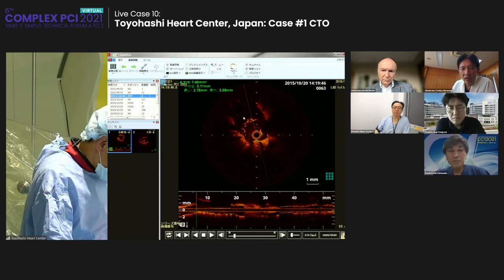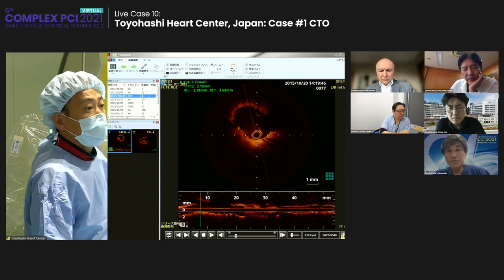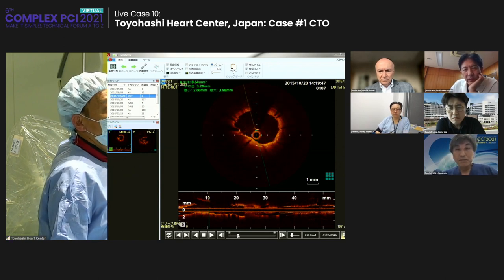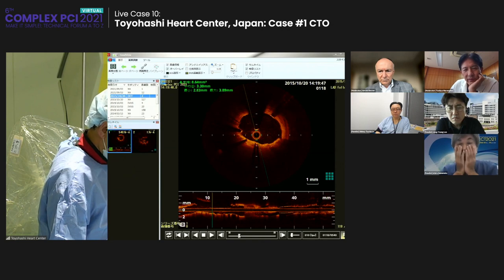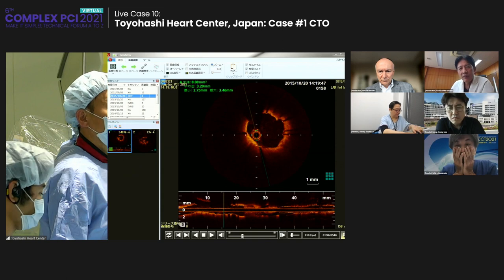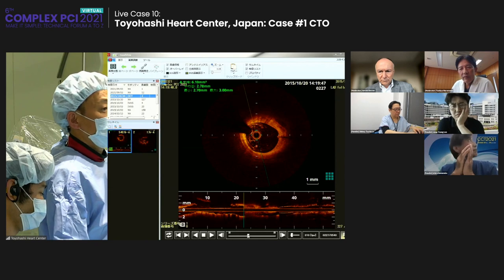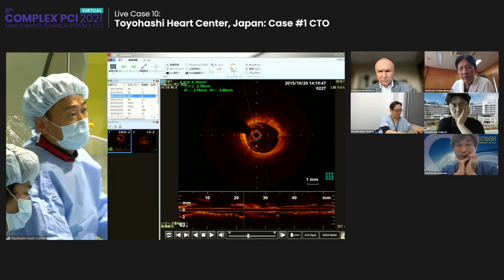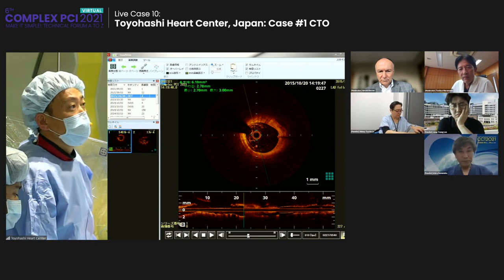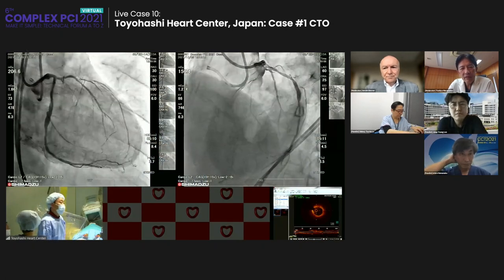And that is a diagonal branch. Proximal to the diagonal branch, we cannot observe stent deformation, so the stent is circular and the struts are also normal. That was the index PCI from about 5 years back. Thank you very much. Now I can show you today's angiogram.